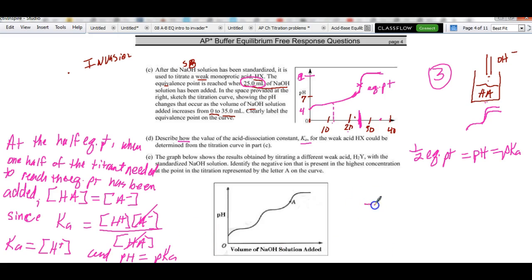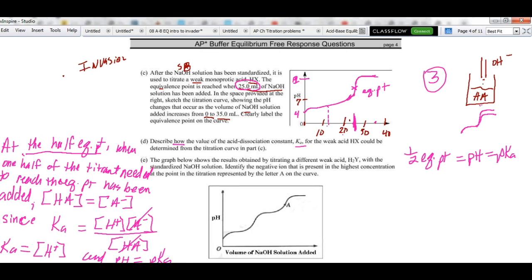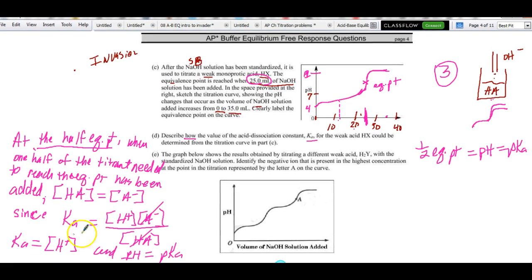So I could take the negative log. Nah, I don't think I have to say all that. Let's see if we got it. Okay, so it turns out we didn't have to define it. We just had to say, but I would, you want to go over the top. At the half equivalence point, pH is equal to pKa. And that was all we had to say.